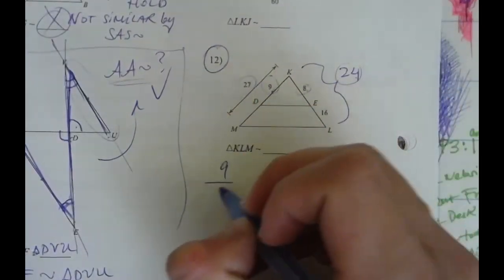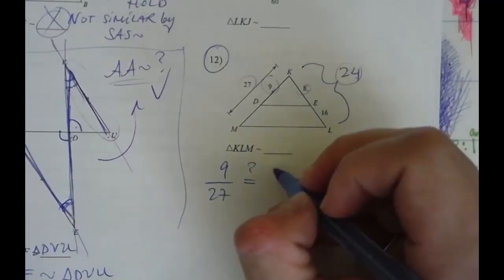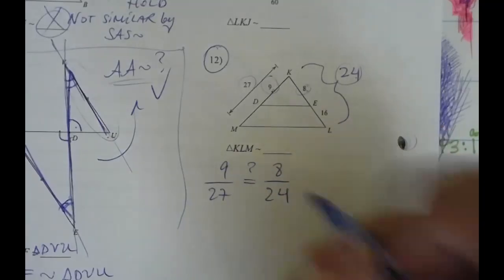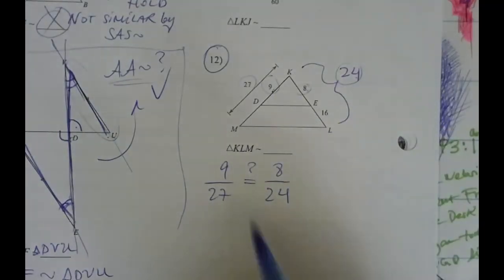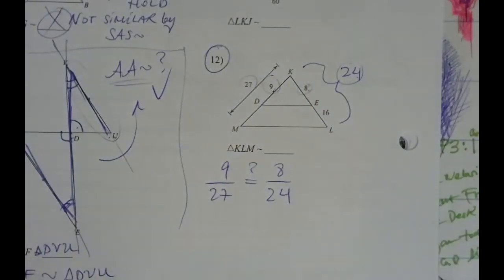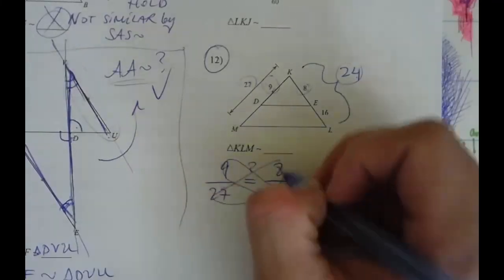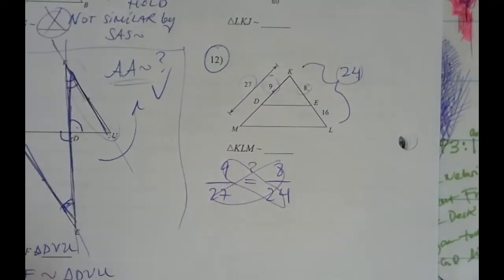I'll say 9 over 27. Is that equal to 8 over 24? And maybe you can tell as soon as you look at this. Yes, I look at this and I realize that these are both equal to 1/3. Now, if you didn't know they were both 1/3, that's okay. We can still cross multiply to check our answers, so I'm going to do that. 9 times 24.